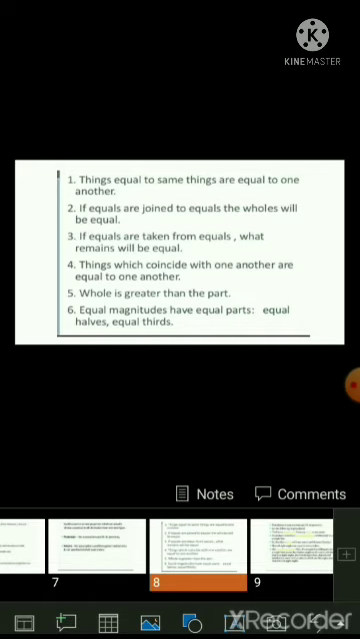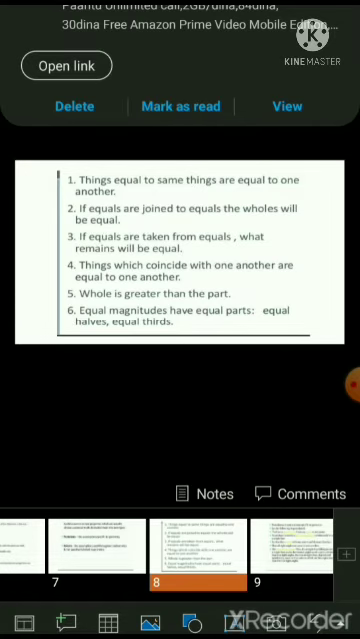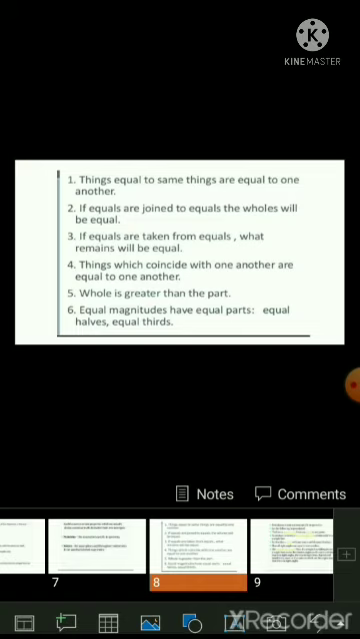Then, if equals are taken from equals, the remainders are equal. Let's take 4 minus 2, what remains will be equal. If equals are subtracted from equals, the remainders are equal. Yes, it is. What remains will be equal. There are some distractions here. Okay, sorry.